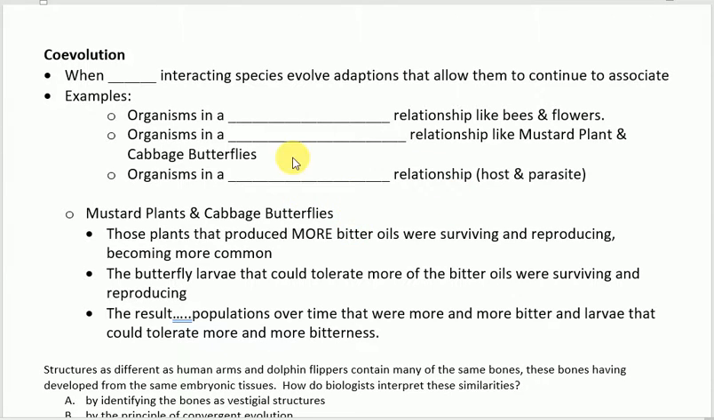Hi guys, welcome to lecture 5. This is our last lecture for the unit. We're going to start talking about coevolution.